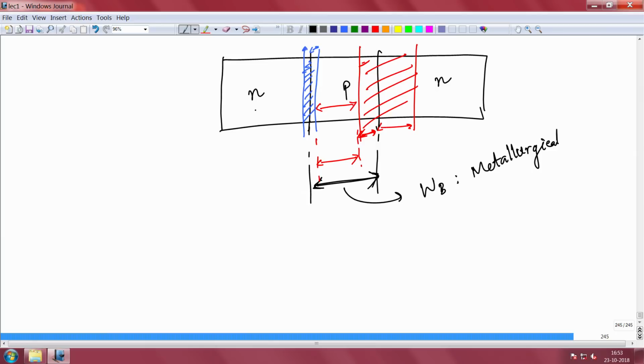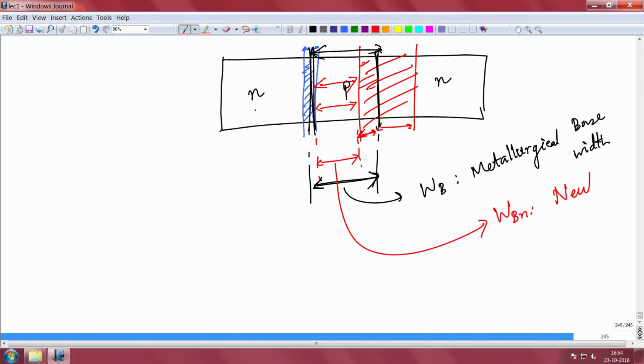The reason it's called metallurgical base width is because this is defined by the metallurgy, by the junction depth. So this is the boundary of the base, and this is the boundary of the base. So this is the actual metallurgical base width. But because of depletion in real operation, only this part has remained as base; the rest has been eaten away by the depletion, or you can say the depletion has taken that away. So this shrunk part is called WBN, the neutral base width.